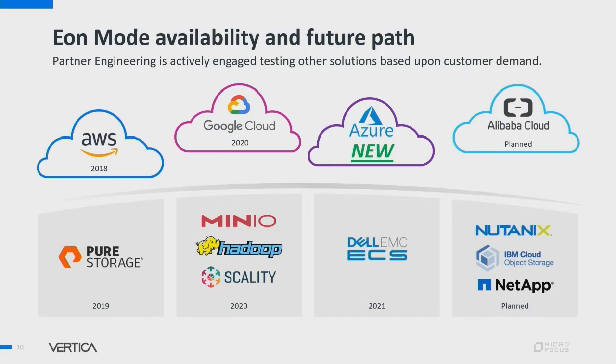From here, we are still testing Alibaba, and that would be a future Eon Mode deployment, as well as the teams working with NetApp, IBM, and Nutanix as other Eon Mode on-prem S3 options.